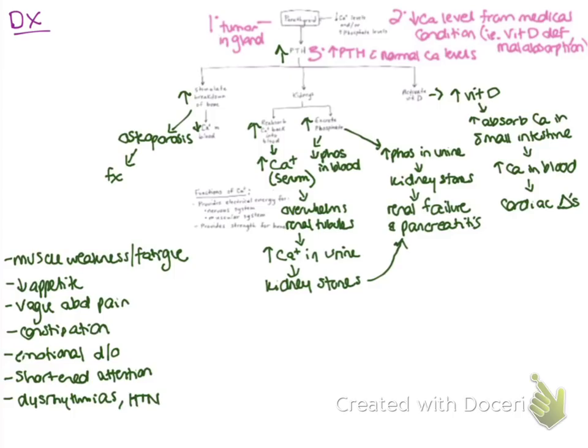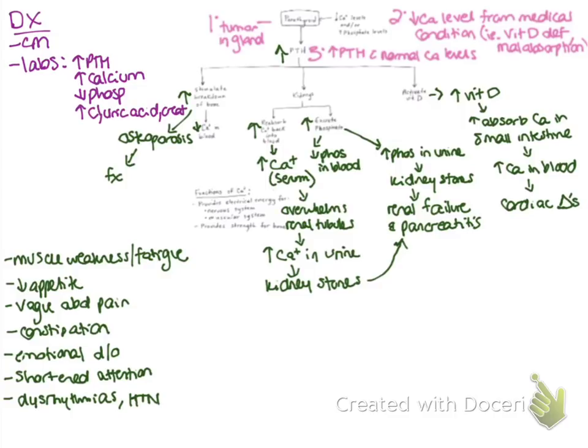All right, diagnostically. Obviously, clinical manifestations are going to help trigger us to say, okay, something's off. We need to follow up with more labs. And the labs that we're going to get: PTH is going to be elevated. Calcium is going to be elevated. Phosphorus is going to be low. Calcium greater than 10 is considered high, and phosphorus less than 3.